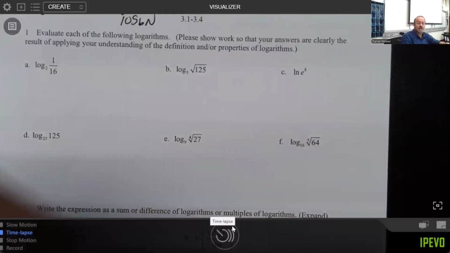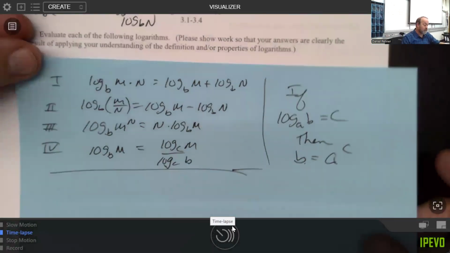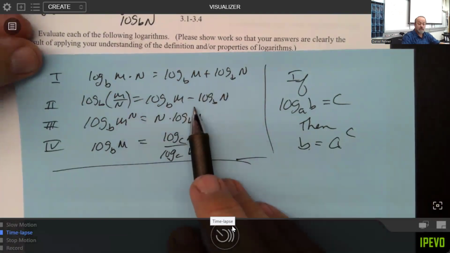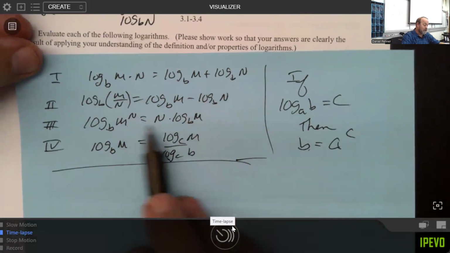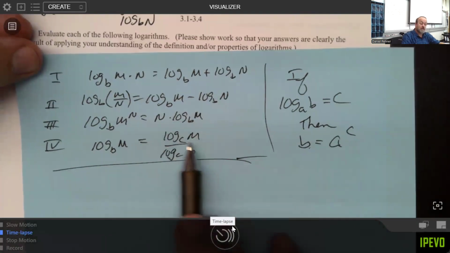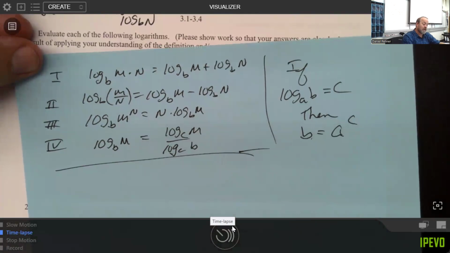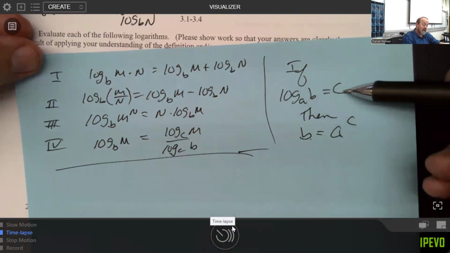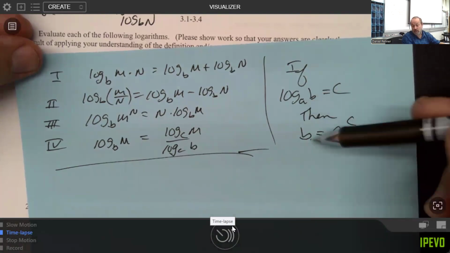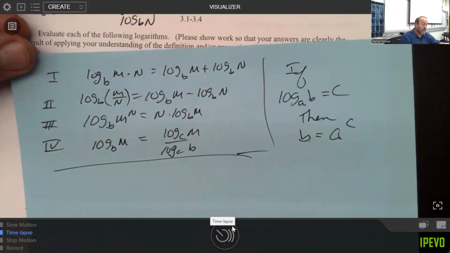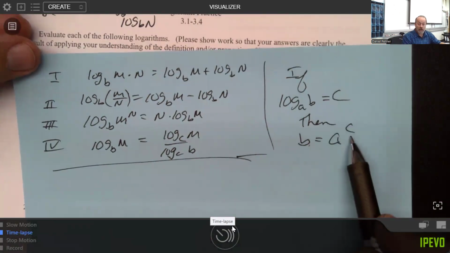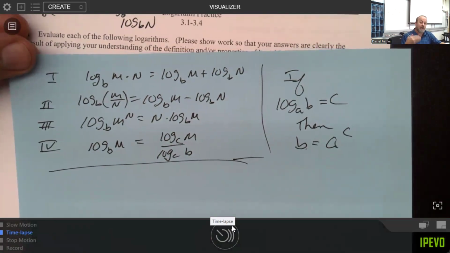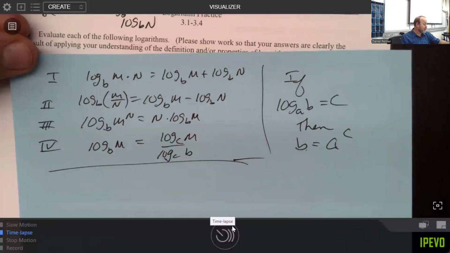So remember, all of this is based on a series of rules that we have: products become sums, quotients become differences, powers can jump in the front, and sometimes we can choose to change the log base. And also, by definition, if the log base a of b is c, that means a to some power c is b. And the answer to a logarithm question was, what was that exponent right here? So keep in mind as we go through all of this, we just keep coming right back to that over and over and over again, okay?